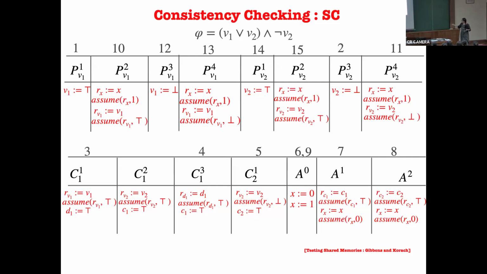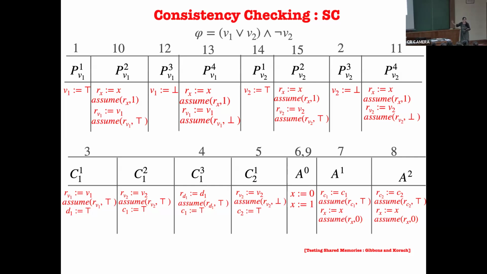Now, there will be a similar guy who would have said v1 is false. That guy could have read that and said happily clause 2 is true also. Which means under RA, there are more behaviors possible, which means I could have still found a consistent execution here when the starting formula was unsatisfiable.